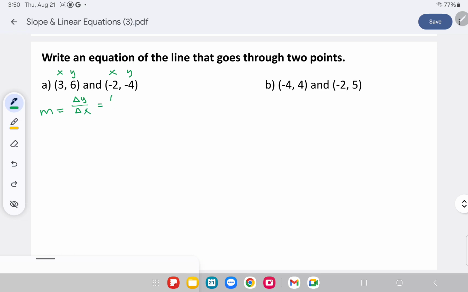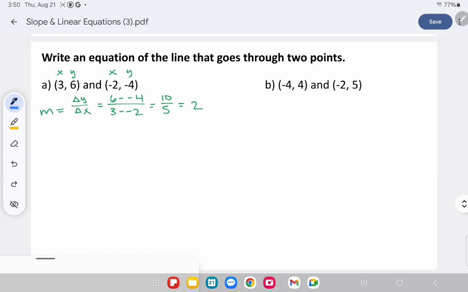So I'm going to do 6 minus negative 4 to find my change in y. Because I used the 6 first in the numerator, I'm going to use the 3 first in the denominator to get 10 over 5, which is 2. So now that I have my slope, I need the y-intercept, but I'm not given the y-intercept. So instead, I'm going to use point-slope form.